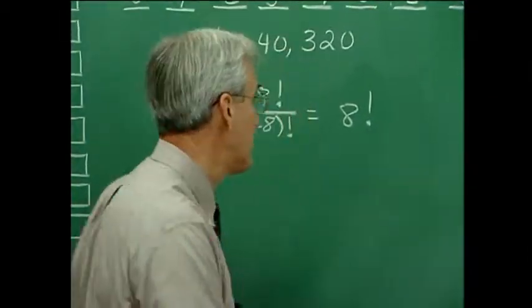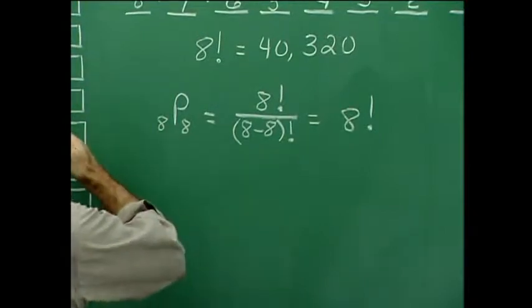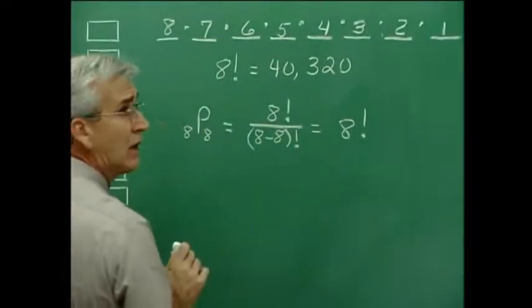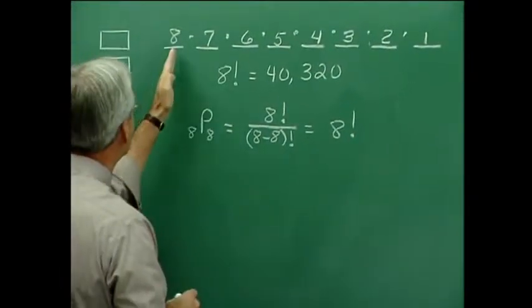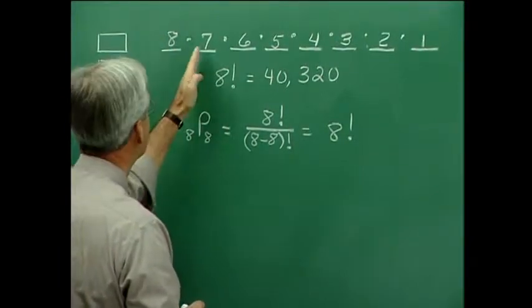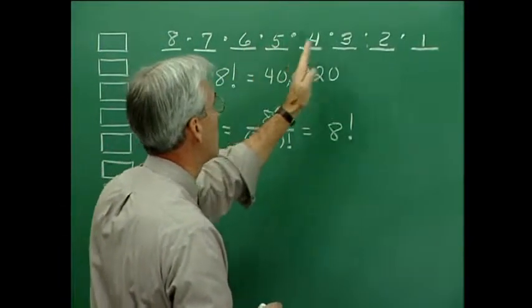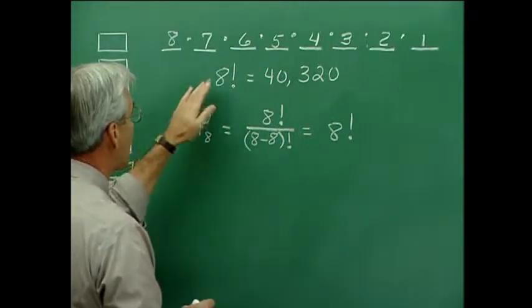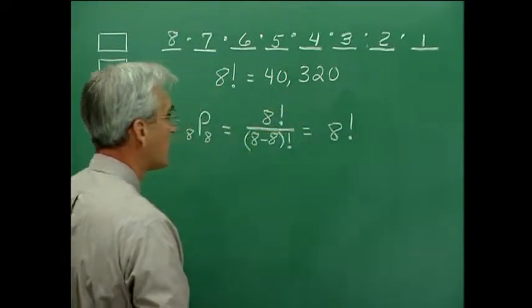So it's no surprise then that if we're choosing from this group of 8 and we're listing our choices for each book on the shelf, we have 8 choices for the first book, 7 for the second, 6 for the third, and so on all the way down to 1. That's just 8 factorial, which is 40,320.